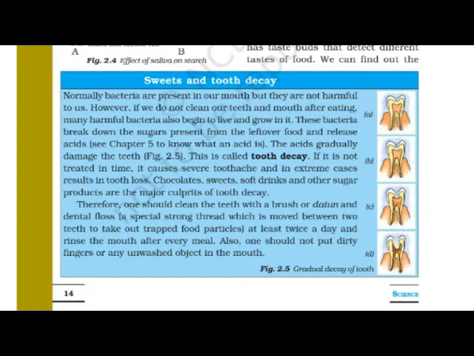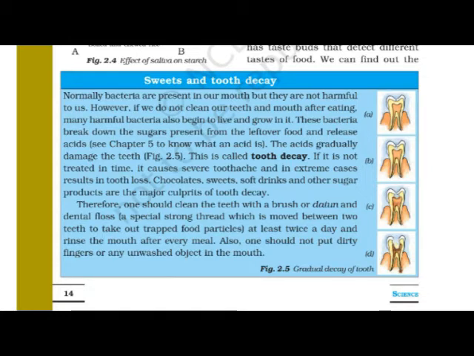Now see which are the things that support tooth decay. You should remain away from these. I know that you like to eat sweet things and enjoy them, but see the harmful effects of sweets on the teeth. Chocolates, sweets, soft drinks and other sugar products are the major culprits of tooth decay, meaning these are all reasons for your tooth decay, so you must take care.